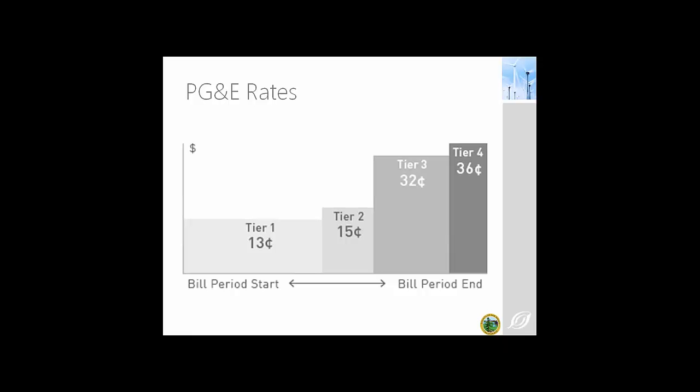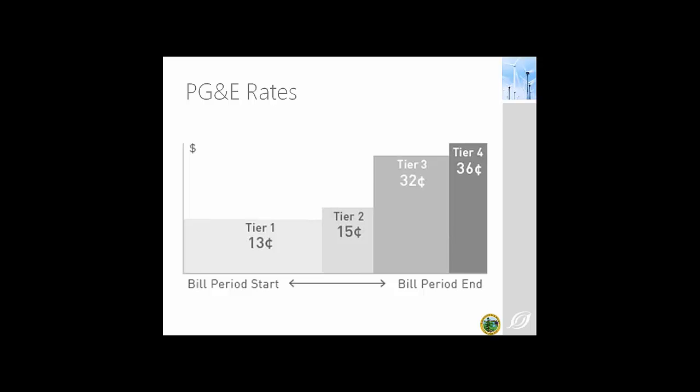Any energy that you use up and through tier 1 will be about 13 cents, and then you'll hit a certain amount of energy use. Let's say, 150 kilowatt hours. That's not what it is, but then from 150 to 300, that's tier 2, and for that amount of energy you're charged 15 cents. And then if you use more than, say, 300, you move into tier 3, and that's 32 cents.